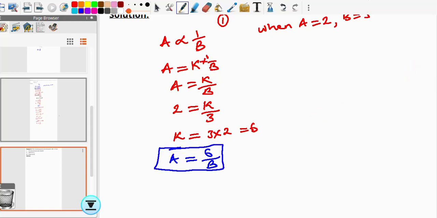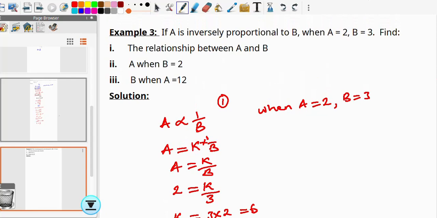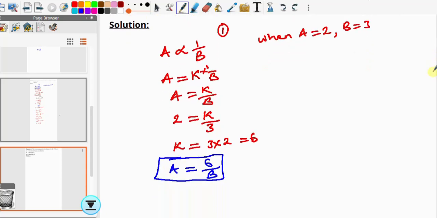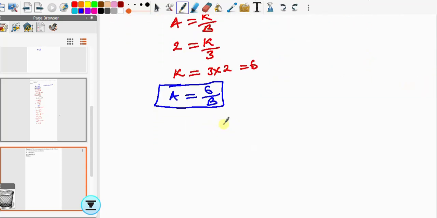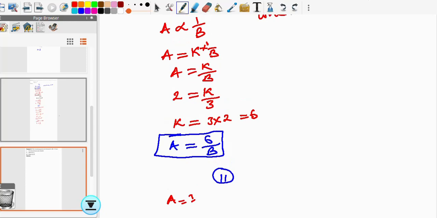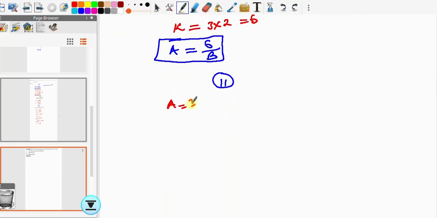between A and B. And the second one says that we are looking for the value of A when B equal to 2. A when B equal 2. Right, this is from our figure 2. We are looking for A when B equal 2.